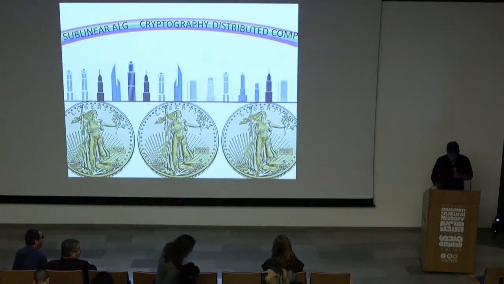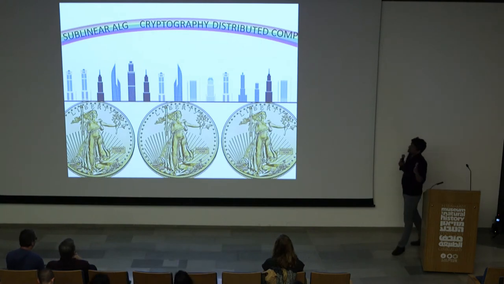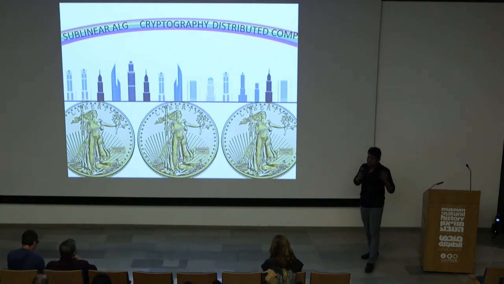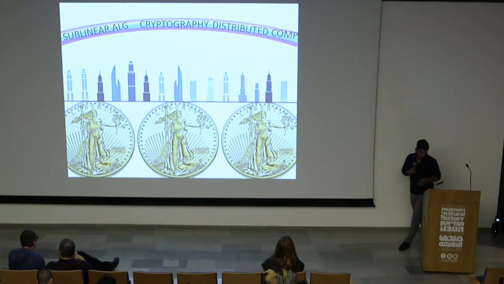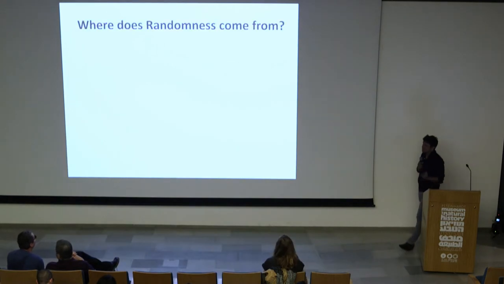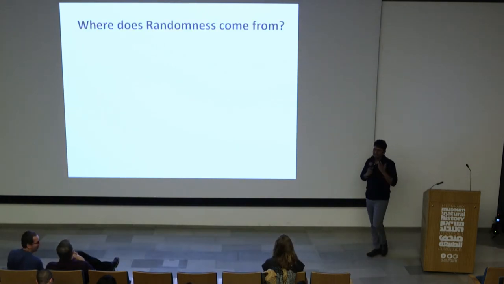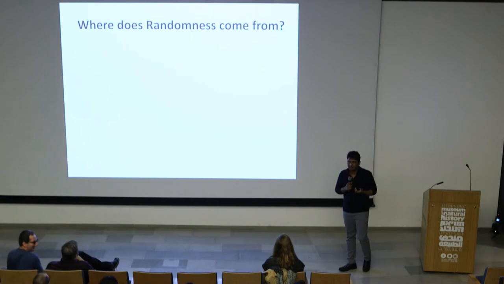Okay, so randomness, we all know it, we love it, we can't live without it. Not just us, but also other people who do algorithms, especially sublinear algorithms, distributed computing, and so forth. The question is, where does randomness come from? That's really a fundamental question that we've been thinking about for a long time.